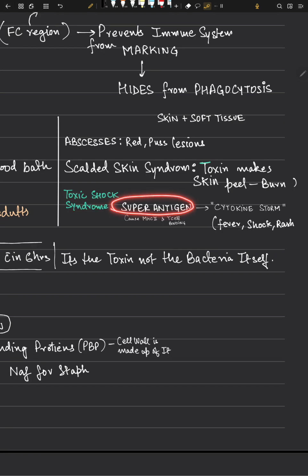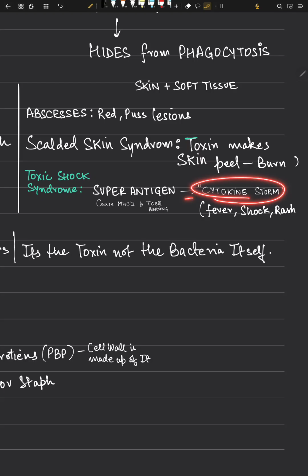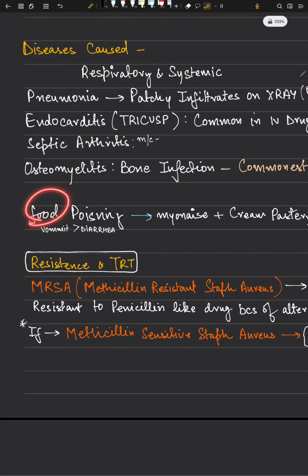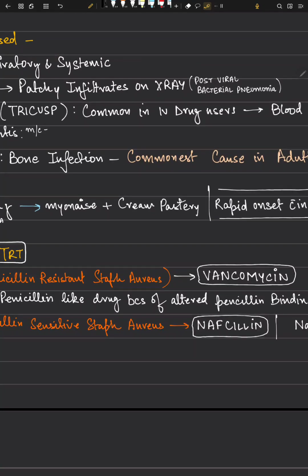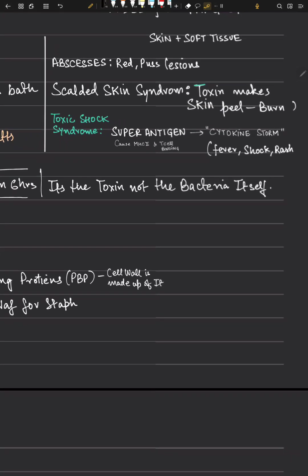Other thing it can cause is toxic shock syndrome, TSS. It is caused by the superantigen it has, which causes MHC II and T cell binding. Okay, and it causes a cytokine storm. Cytokine storm means a lot of pro-inflammatory cytokines are present in our body and they induce inflammation. So fever and rash, and it causes shock, hence toxic shock syndrome. Okay. Other thing it can cause is food poisoning. Remember, it causes mostly vomiting more than diarrhea because it comes from old mayonnaise and old cream pastries, right? It's a rapid onset infection, within 6 hours. It's the toxin, not the bacteria itself.